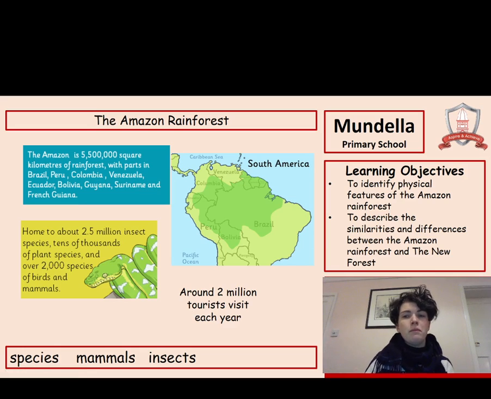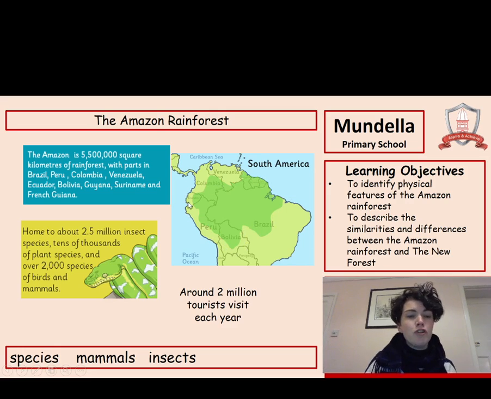The last few lessons we've been looking at the Amazon rainforest in quite a lot of detail, so hopefully by now you already have quite a lot of knowledge about it. In brief, the Amazon rainforest is 5.5 million square kilometres of rainforest with parts in Brazil, Peru, Colombia, Venezuela, Ecuador, Bolivia, Guyana, Suriname and French Guiana. And this map here shows, the dark green shows the extent of the Amazon rainforest, so stretching across a very large part of South America.